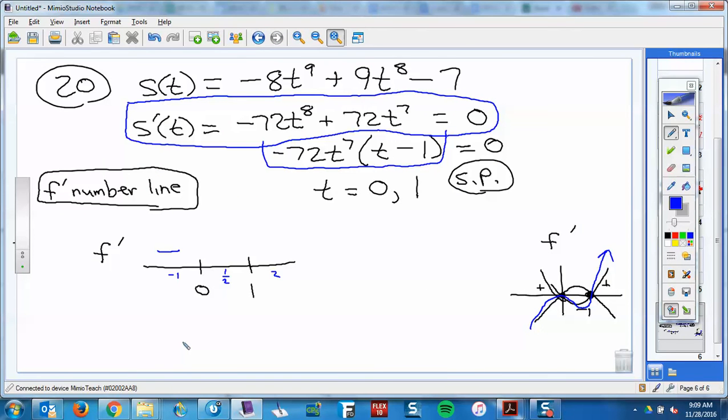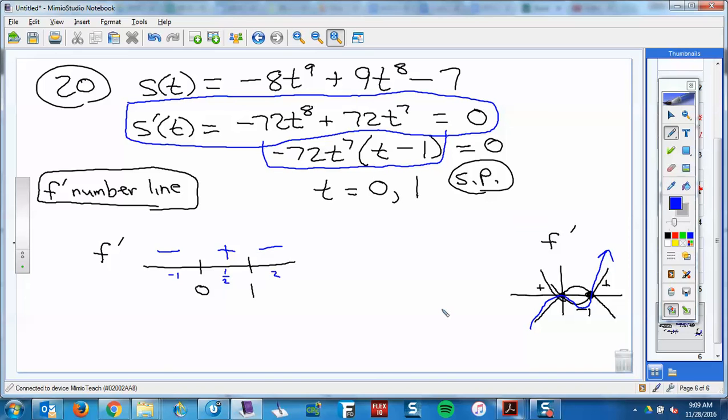Okay, put in a 1/2 to the 7th. That's going to be positive. Times negative. That's negative. 1/2 minus 1. Negative. So we got a negative times a negative. That's positive. Okay? What about 2? 2 to the 7th is positive. Times a negative. It's negative. 2 minus 1, positive. Negative times positive is negative.